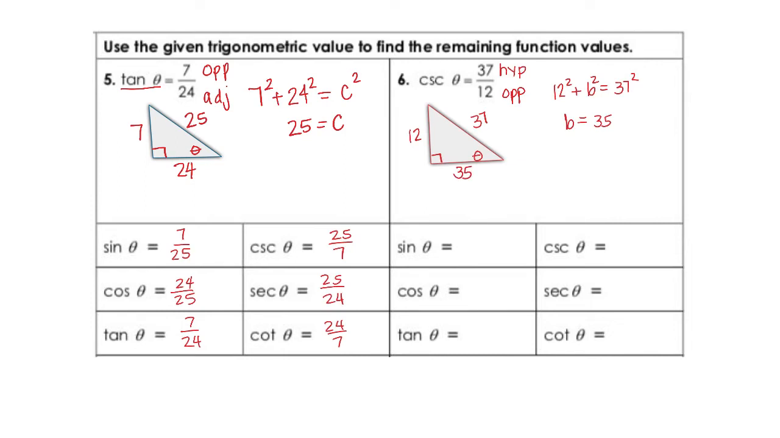Now, let's go ahead and figure out our trig functions. So sine of theta is going to be 12 over 37. And so cosecant, we know that was given to us, 37 over 12. And then we're going to have cosine 35 over 37, secant 37 over 35. And tangent is going to be 12 over 35. And then cotangent 35 over 12.